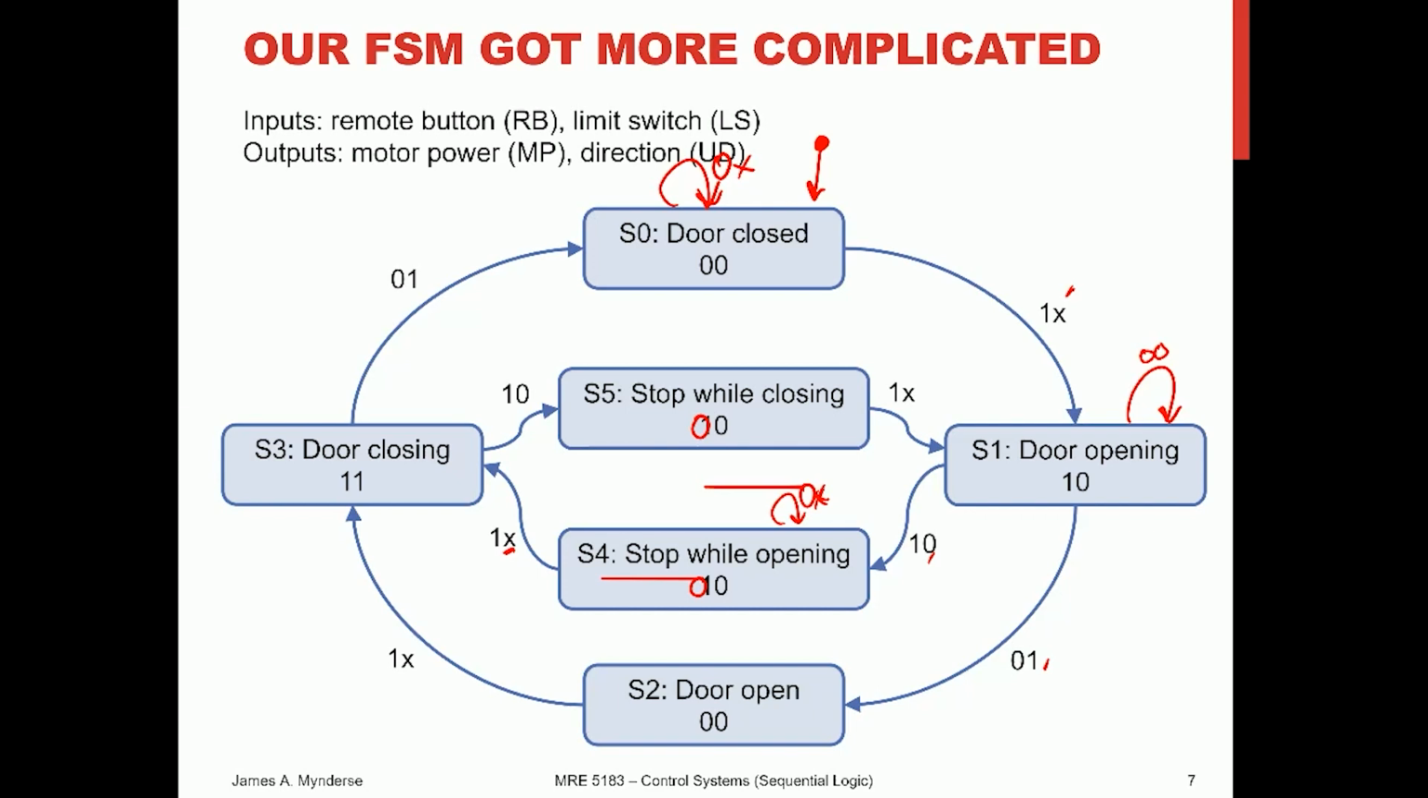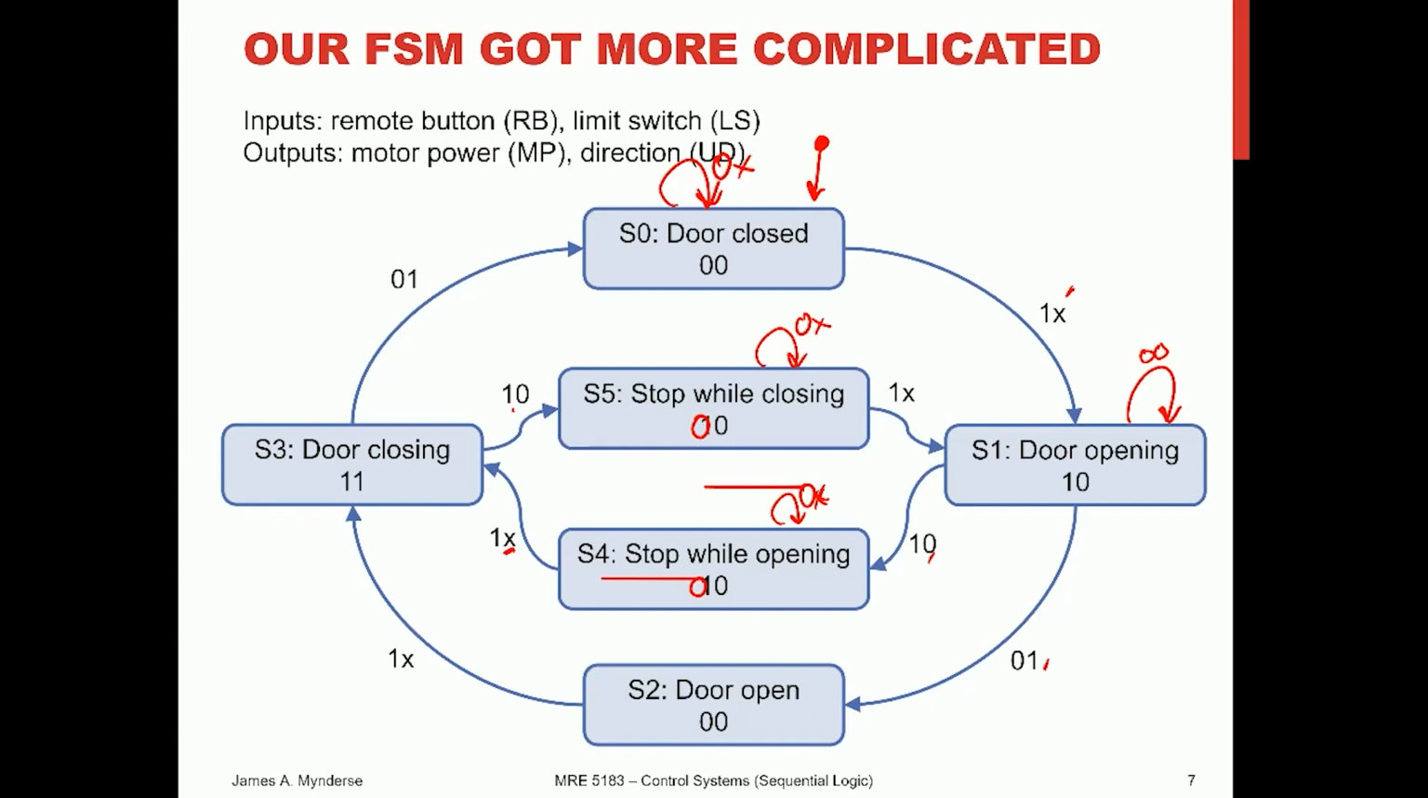If the door is closing and we see that remote button again, well, then we stop while closing. Same sort of problem. We need to put in that loop back from S5 to S5 with the 0x condition on that. And if we're stopped while closing and you see the remote button, then we go back to the door opening.